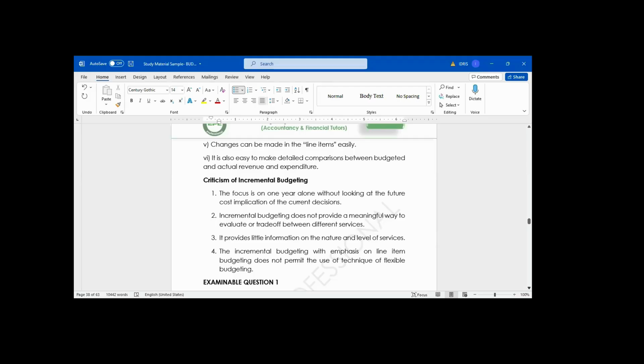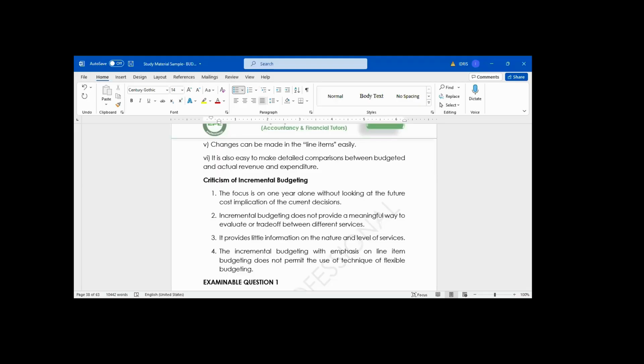This is also one of the disadvantages of incremental budget. Incremental budget also does not provide a meaningful way to evaluate trade-off between different services.